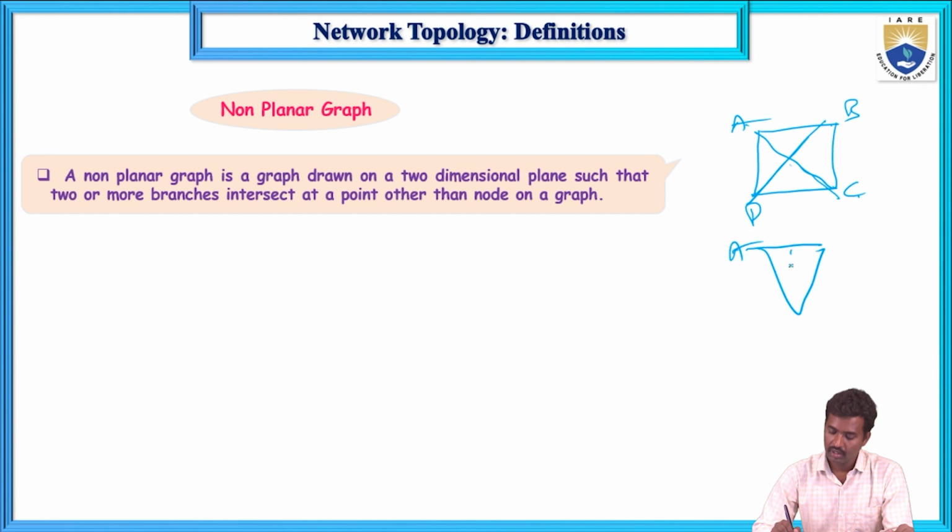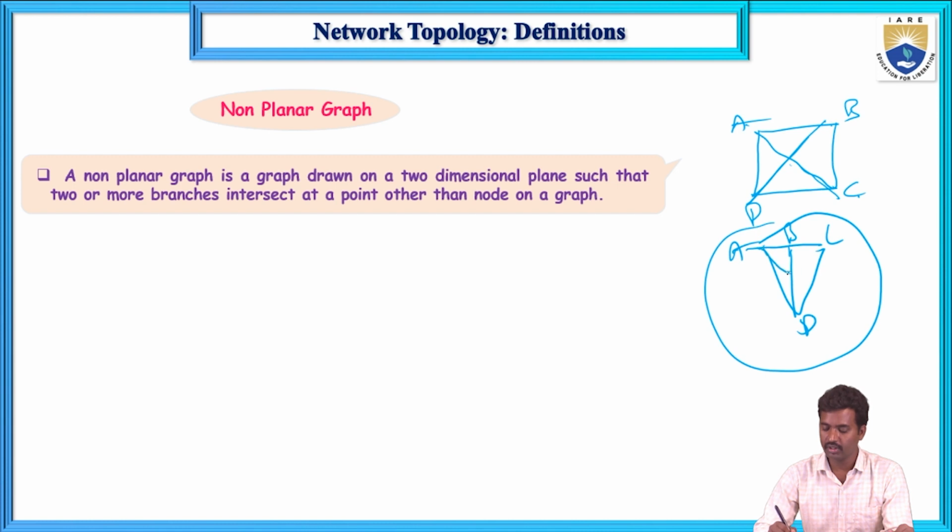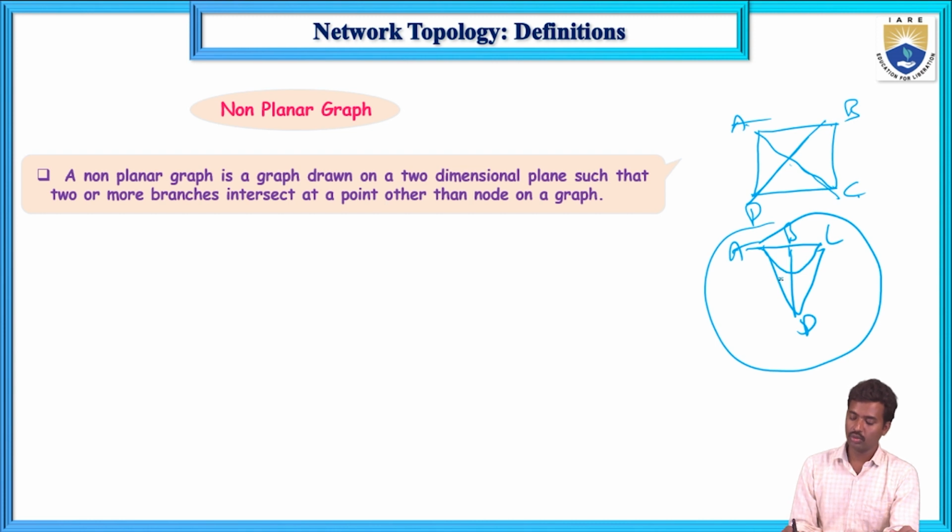This is A, B, C and D. Up to this it is a planar graph, but if one branch is connected across A and C, then two or more branches cross. This is the non-planar graph. If it is a node, it is okay and it is a planar graph, but if it is not a node, that is a non-planar graph.